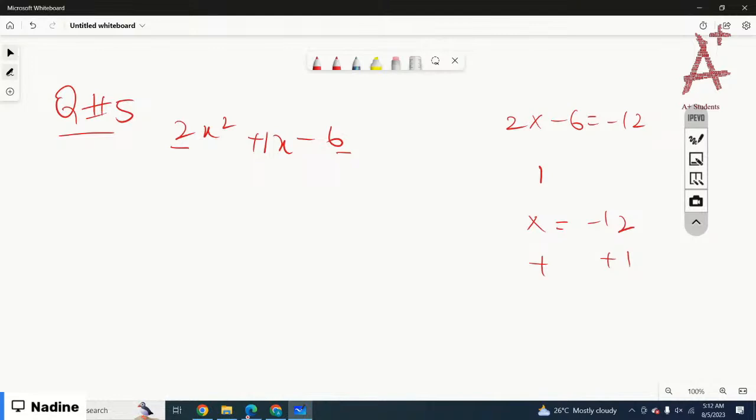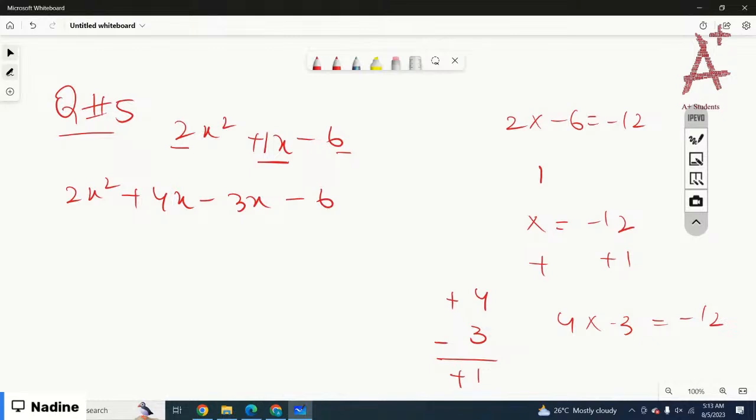4 and 3, right? It would be positive 4 and negative 3. 4 minus 3 is positive 1, and when you multiply they make negative 12, right? So that means the factors are 4 and negative 3. So it would be 2x square. You can just replace 1x with plus 4x minus 3x and minus 6, right?